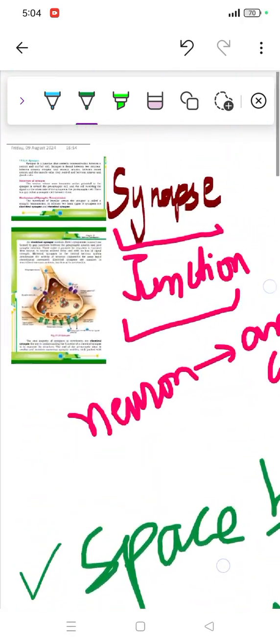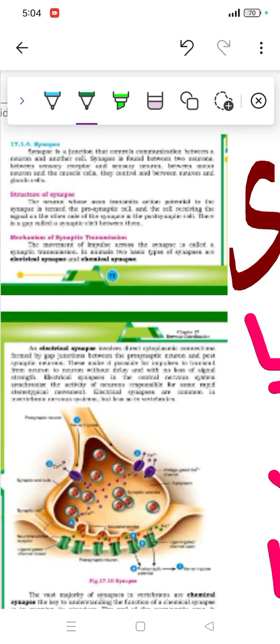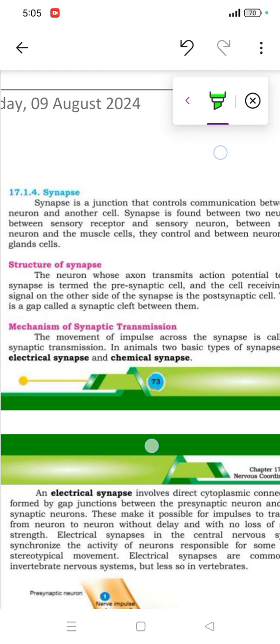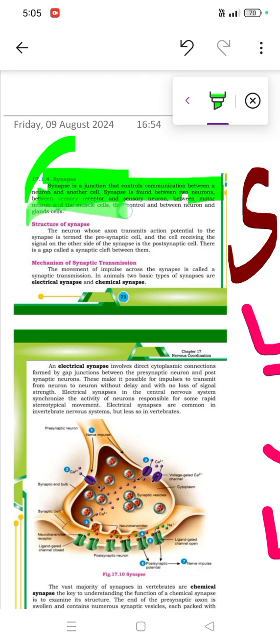Now let's see what's written in the book, we'll understand more nicely. So let me add the picture again. Here comes what is synapse. Synapse is simply a junction which controls communication between a neuron and another cell. Synapse is found between two neurons, between a sensory receptor and a sensory neuron, between a motor neuron and muscle cells, and between neurons and gland cells. So I hope it will be clear.